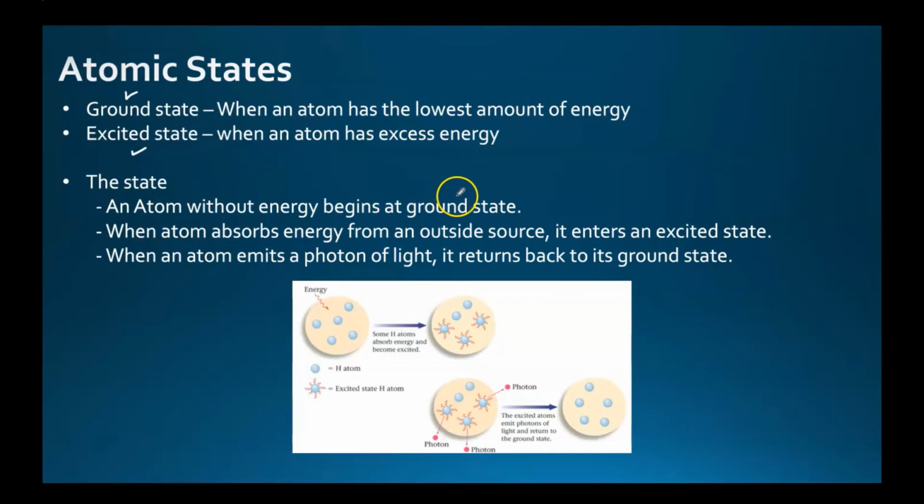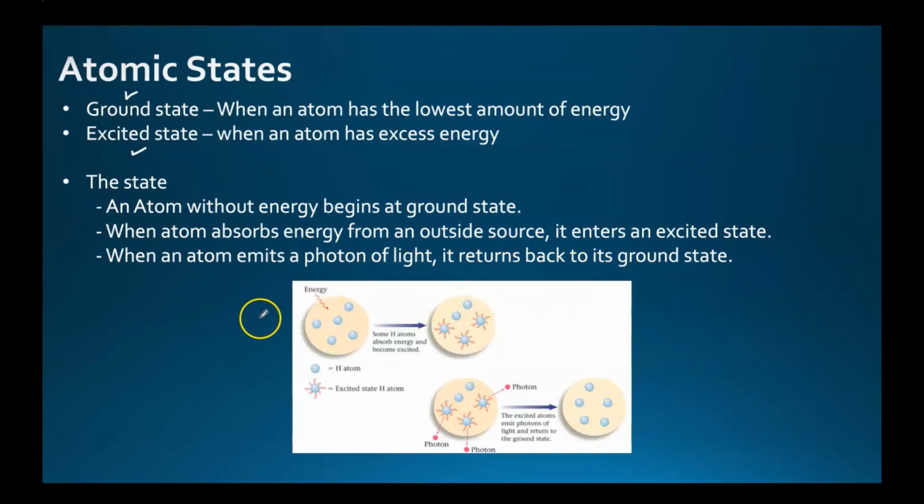So all the atoms that we know, the original state is actually called the ground state. Okay. And when an atom absorbs energy from an outside source, it enters an excited state. And when an atom emits a photon of light, it returns back to its ground state.